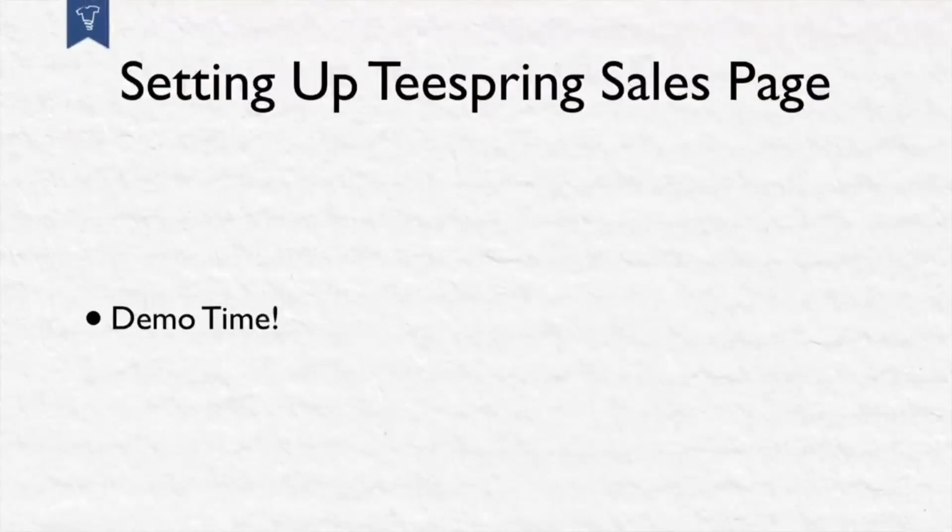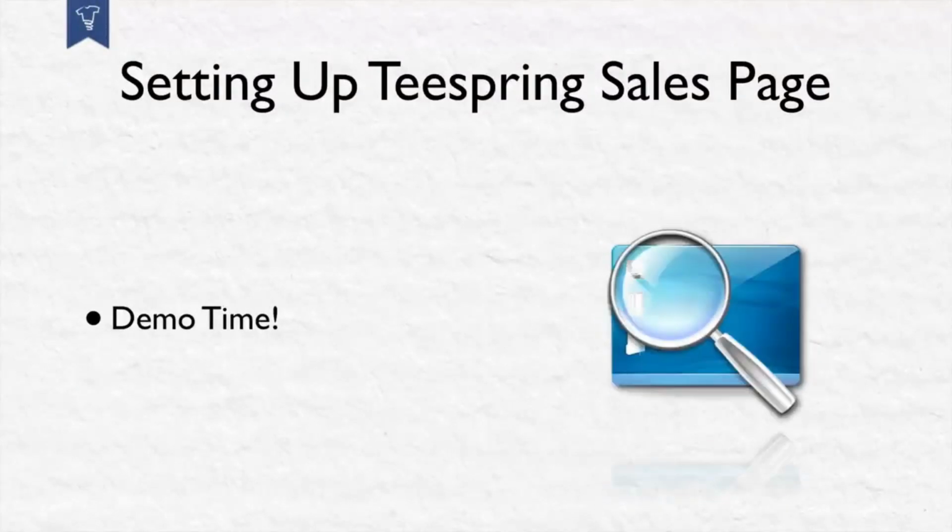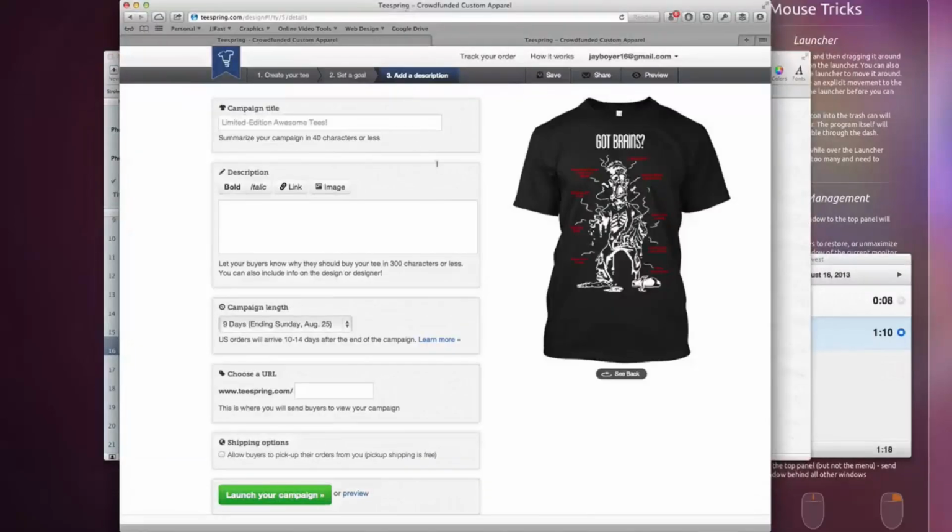So now it's time for a little bit of demo. Let me jump into Teespring's site here. We already have our shirt created. Our goal is set. Now we are just creating our sales page. So I'm going to do a super short campaign title. And again, you're going to want to create that scarcity.